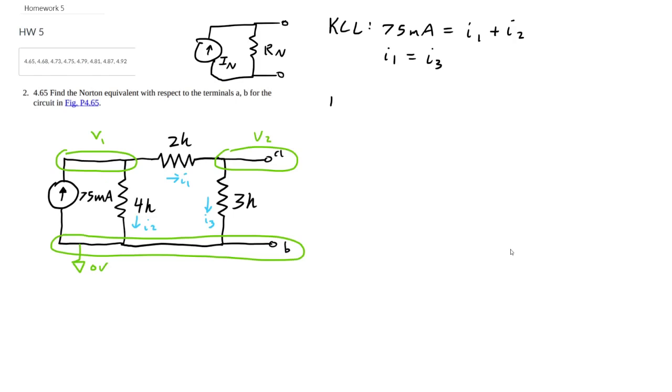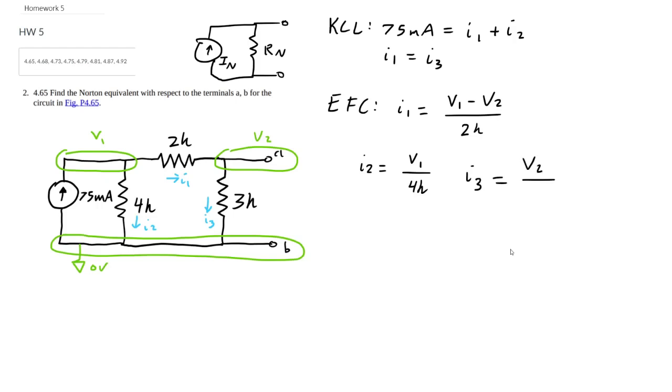Let's do the equations for components. So 2 kilo ohm resistor, I1 is V1 minus V2 over 2 kilo ohms. I2 is going to equal V1 minus 0 over 4K. And I3 is going to be V2 minus 0 over 3K.